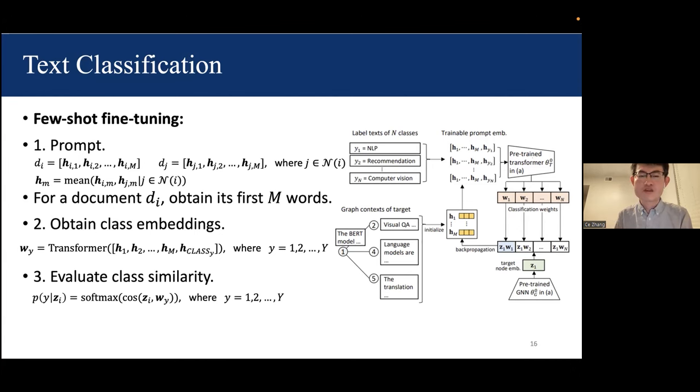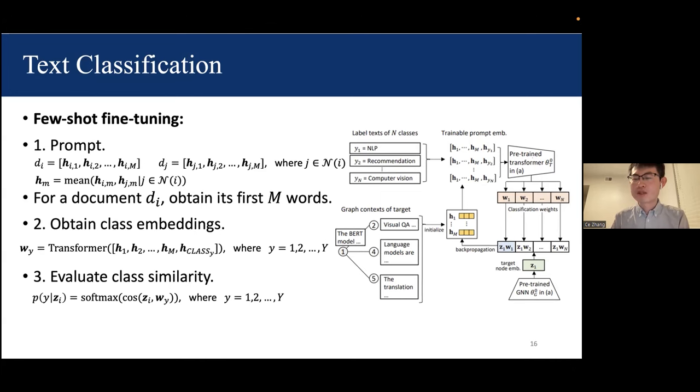And finally, for each class, we can obtain the class embedding W here. And then we compare the similarity between the current class embedding and graph neural network embedding and see which class has the highest similarity. And finally, we output the class. So this is how we do fine tuning. We use a few labeled examples to do fine tuning and optimize the prompt embeddings until convergence.